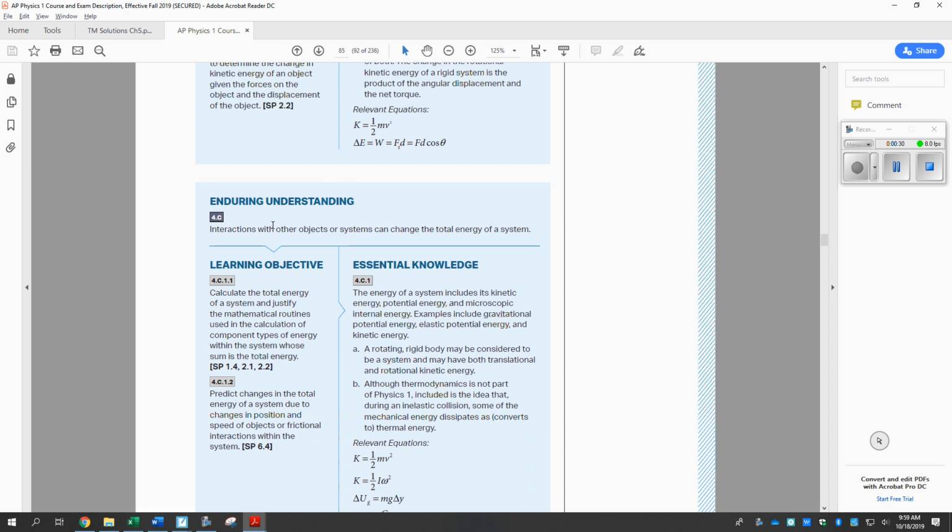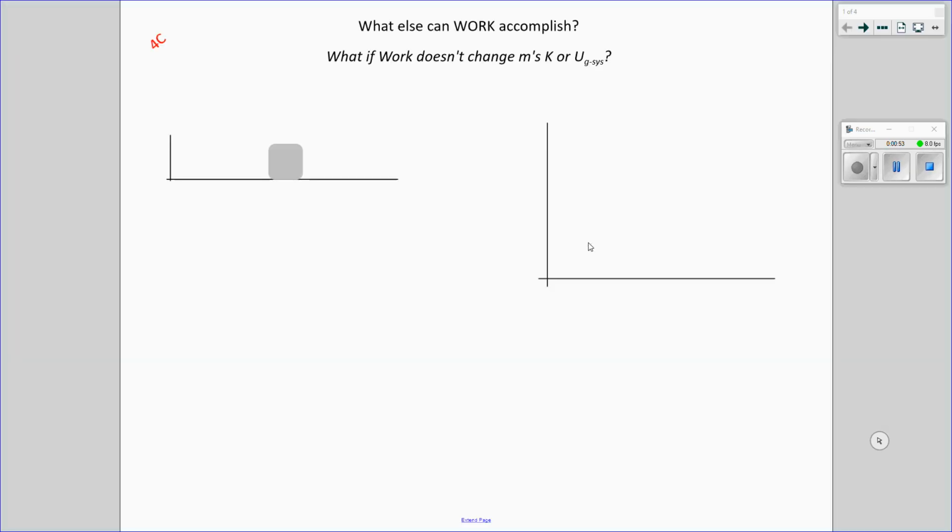Interactions with other systems or other objects or systems can change the total energy of a system. Interactions means with other objects. That means when something applies a force to something else, well, then the energy of a system can change. That's what we're talking about.